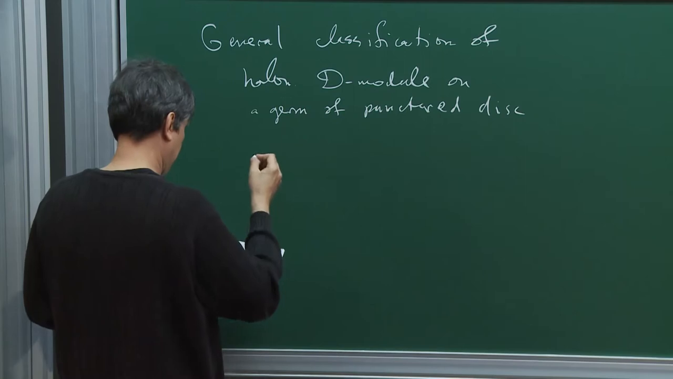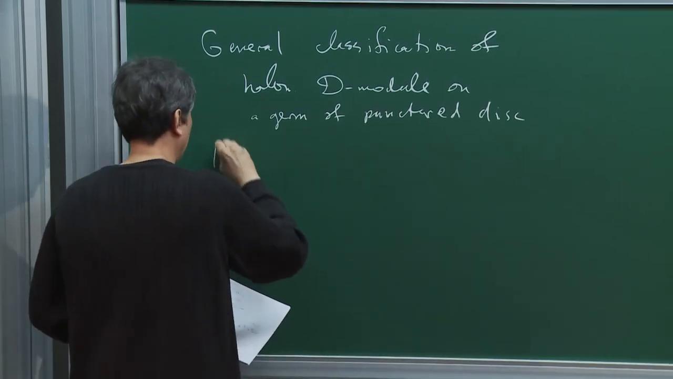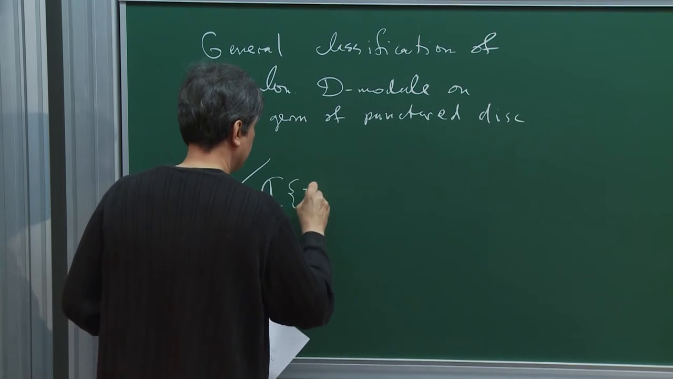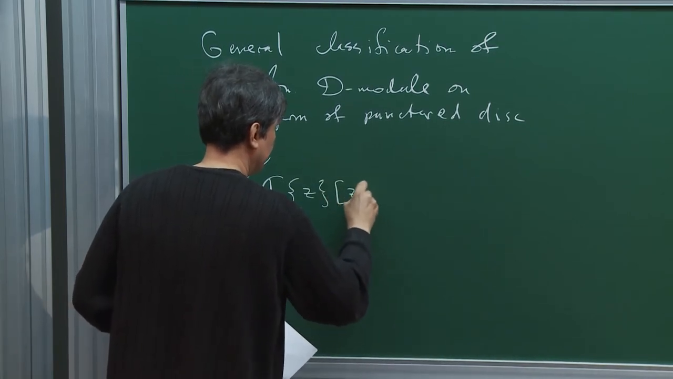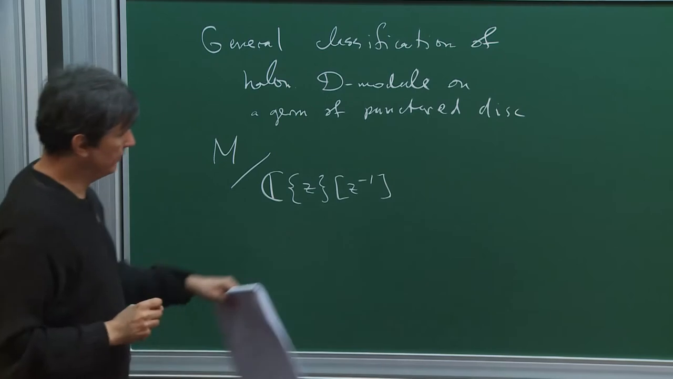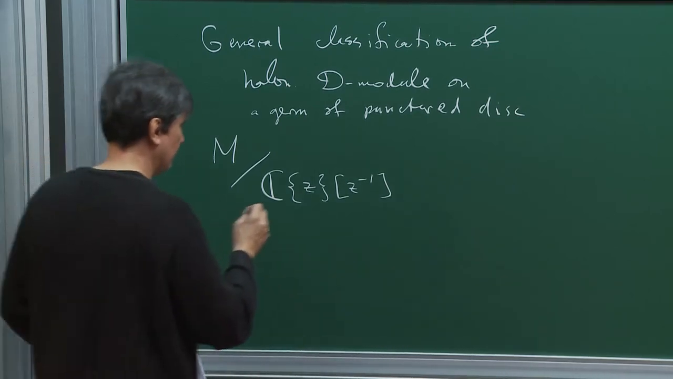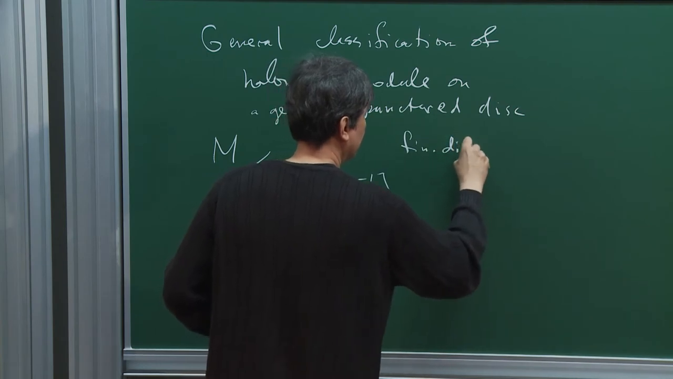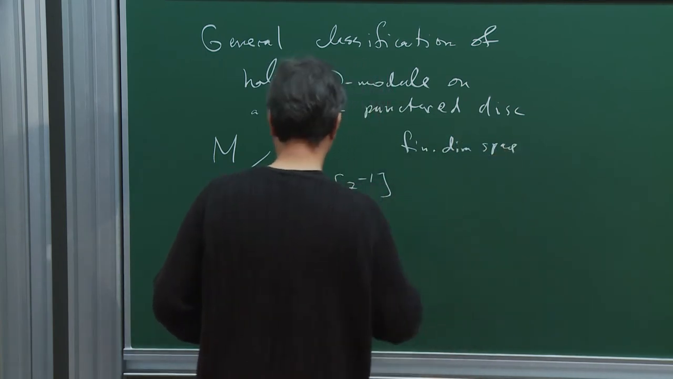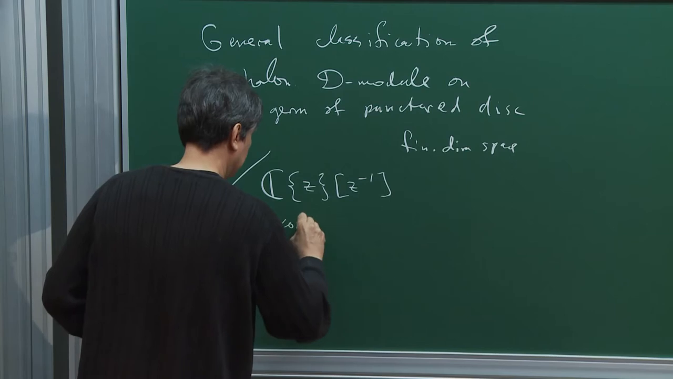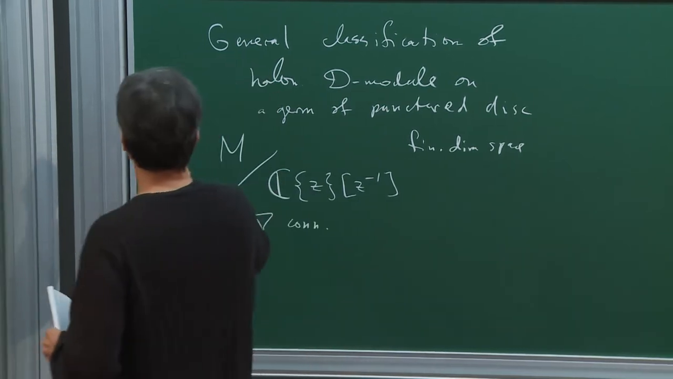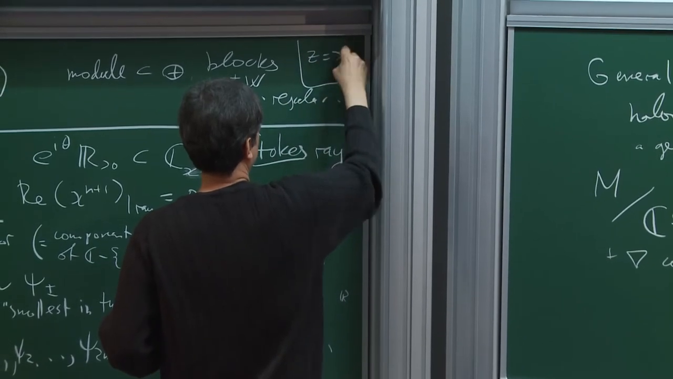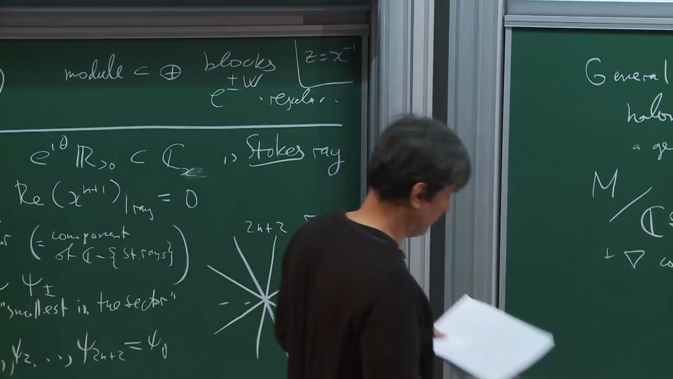So what does it mean that I consider a module over the field? I consider C((z)), the inverse germs of meromorphic functions at zero. It will be a finite dimensional space, plus a connection satisfying the Leibniz rule. By the way, here one can think that z is equal to x inverse. It's the coordinate at infinity in this example.